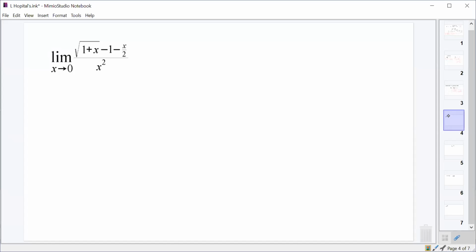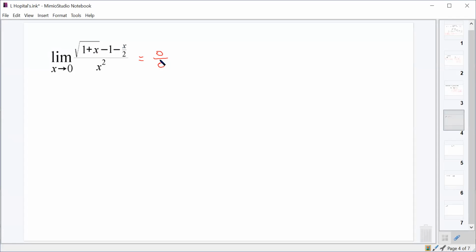The limit of the square root of 1 plus x minus 1 minus x over 2, over x squared. That one doesn't look like it'd be very fun for multiplying by the conjugate, does it? No. First off, what should we do? Plug in 0? Square root of 1 is 1, minus 1 is 0, minus 0 is 0, over 0 squared is 0. So we got 0 over 0.